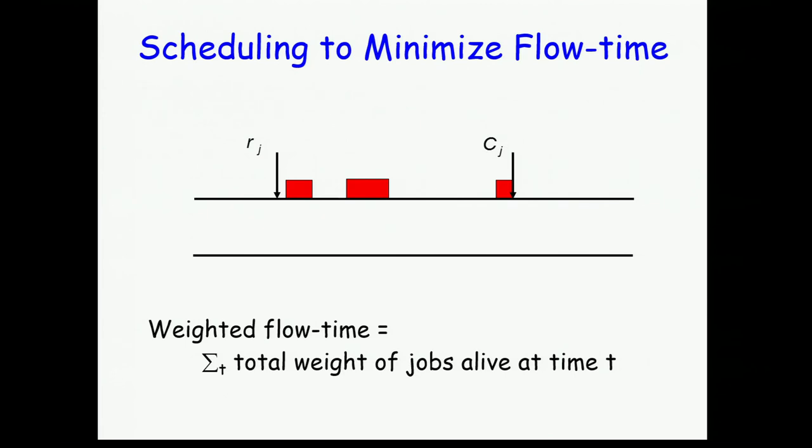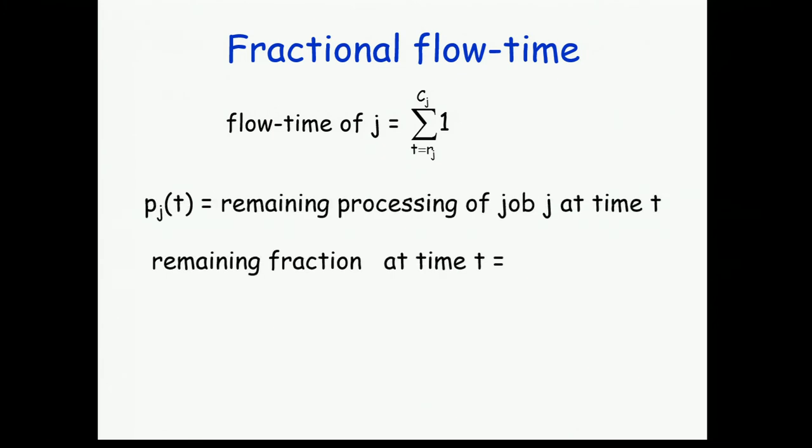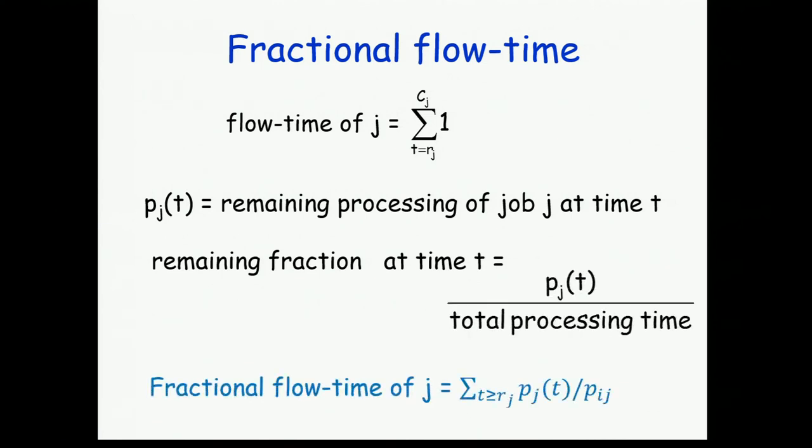So we can also define the weighted flow time as the total weight of the jobs which are alive at time t. So what would be the fractional flow time needed for writing an LP relaxation? If the integral flow time is just the sum of the time units between the release time and the completion time, to do the relaxation, let's define Pj of t as the remaining processing time of job j at time t, and the contribution of a job to the objective function is going to be, at every time unit, Pj of t divided by the total processing time.